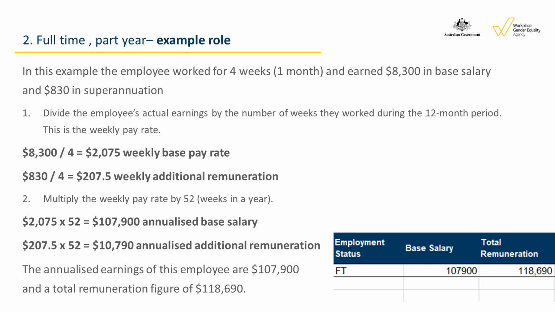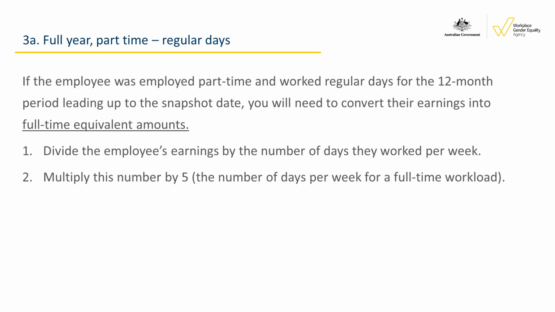In this example, the employee worked for a month and earned $8,300 in base salary and $830 in superannuation. Following the steps from the previous screen, when this is annualized, it works out to be $107,900 for base salary and $118,690 for total remuneration.